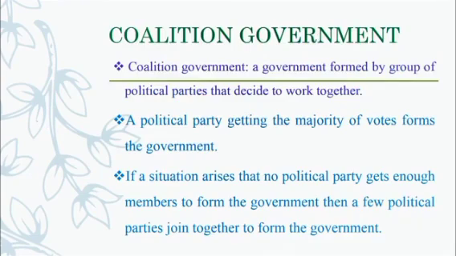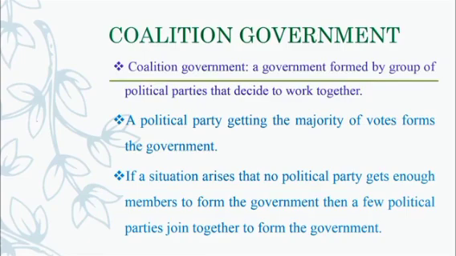Next, we are going to learn about coalition government. First, let's see what is meant by a coalition government. Coalition government is a government formed by a group of political parties that decide to work together. So what is meant by coalition government? It is a government formed by a group of political parties that decide to work together.